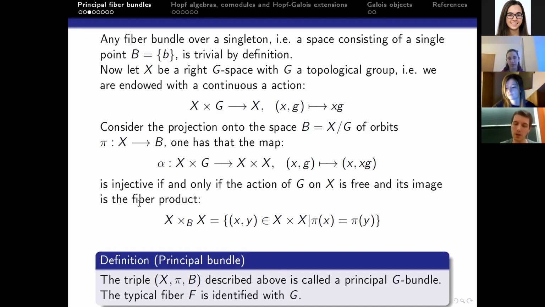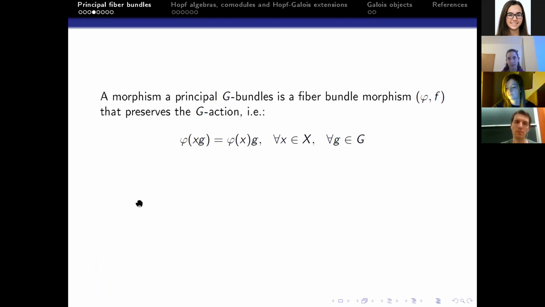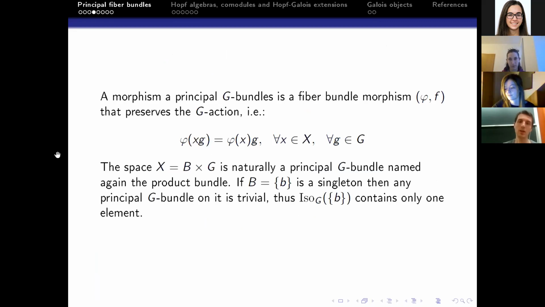Now, I want to say a little more on the morphisms in this category. A morphism of principal G bundles is a pair of maps that form a bundle morphism as before, but in addition, we ask that the map of the total spaces preserves the G action, okay? And again, if the pair is made out of homeomorphisms, we are given an isomorphism of principal G bundles.